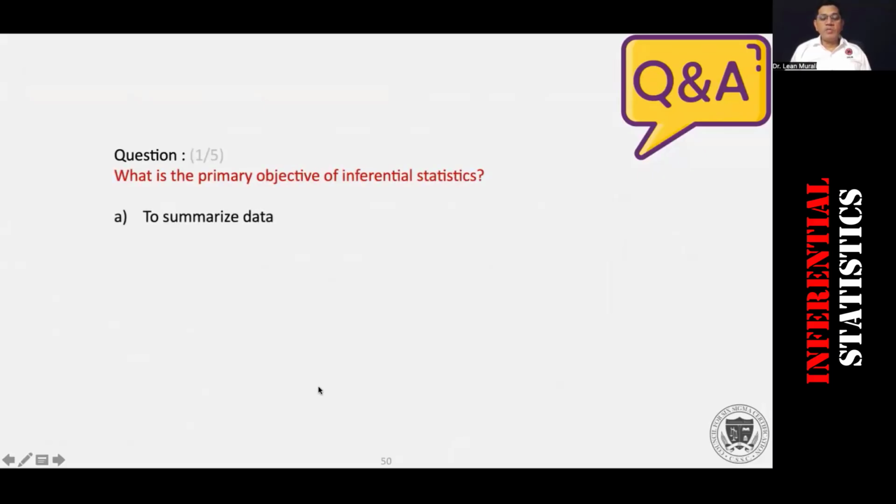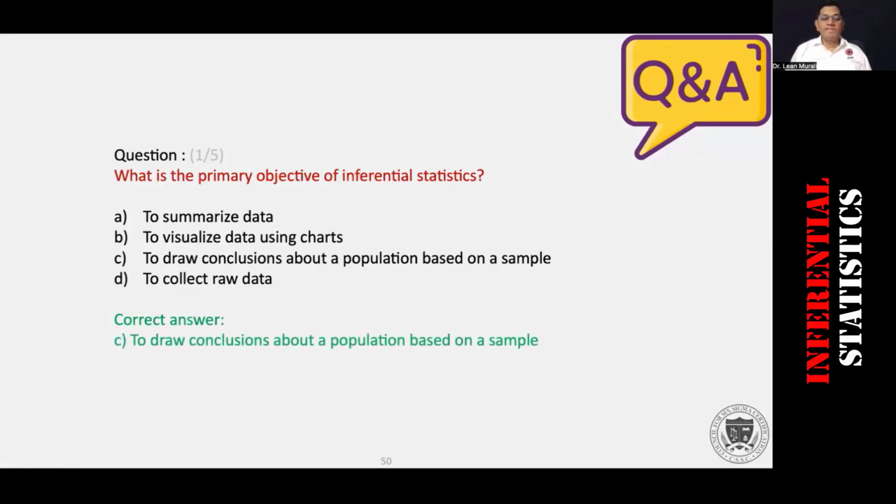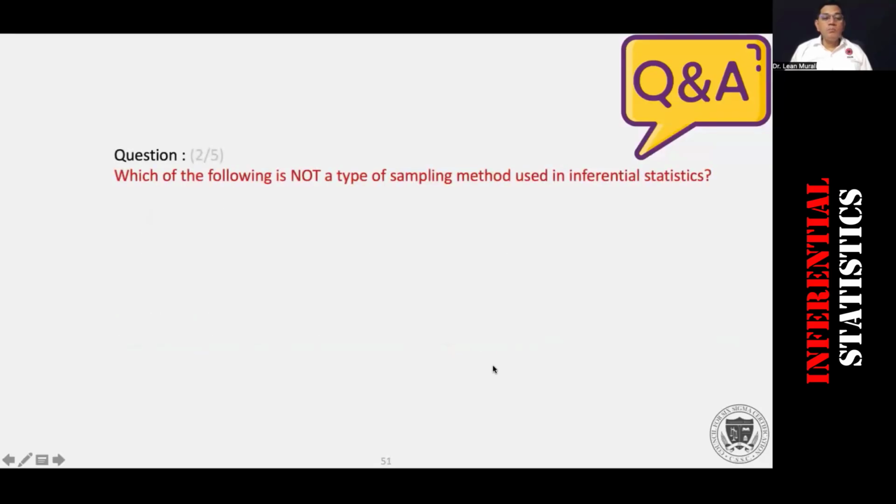What is the primary objective of inferential statistics? Is it to summarize the data, to visualize data using charts, to draw a conclusion about population based on a sample, or to collect the raw data? I'm sure all of you will answer this right. Yes, to draw a conclusion about population based on the sample. Fantastic answer.